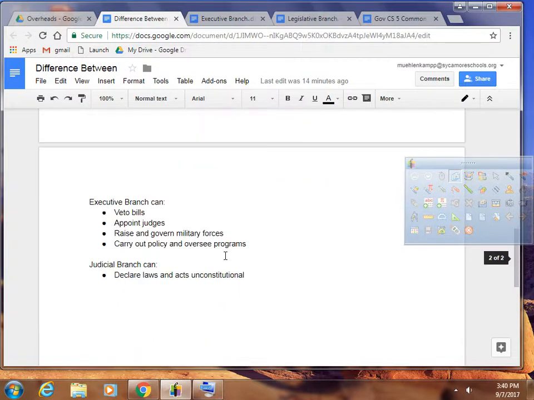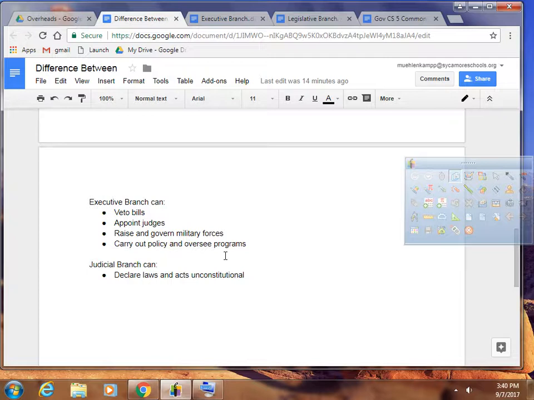The executive branch, how do they limit the other 2? Well, they can veto the bills that are sent to them. They are the ones, the heads of the executive branch, the state and national levels, they appoint judges when there are openings. They raise and govern the military forces that Congress funds, puts together. They carry out all policy and oversee all programs that Congress is funding. So they balance each other out. Congress is going to fund them, but the executive branch is going to run them.